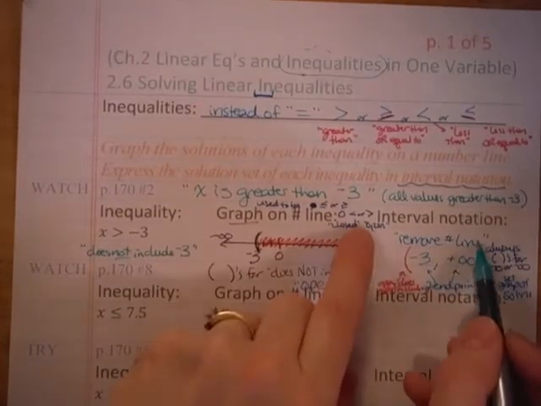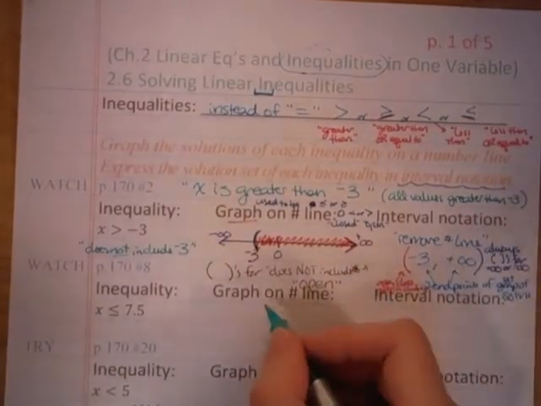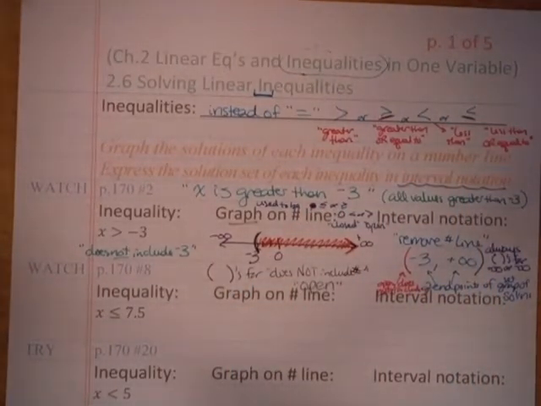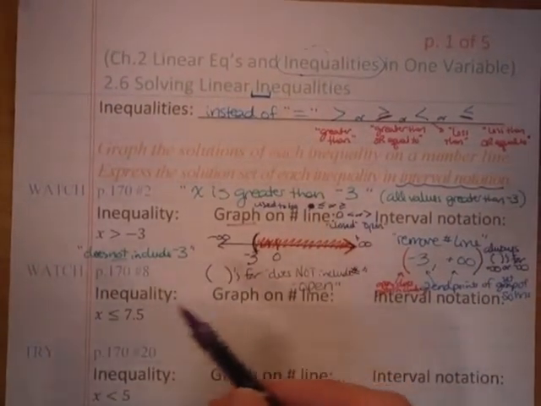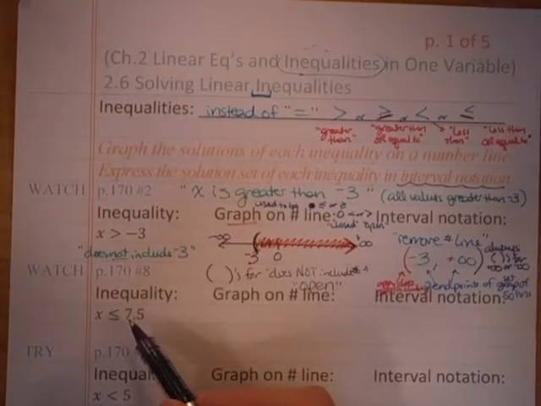And because infinity is not a value, we can't close that. We do an open. Because the closed are brackets. That's what we're going to use for closed. And we'll do that in the next example here. Let's look at number 8. Number 8 gives us the inequality x is less than or equal to 7.5.